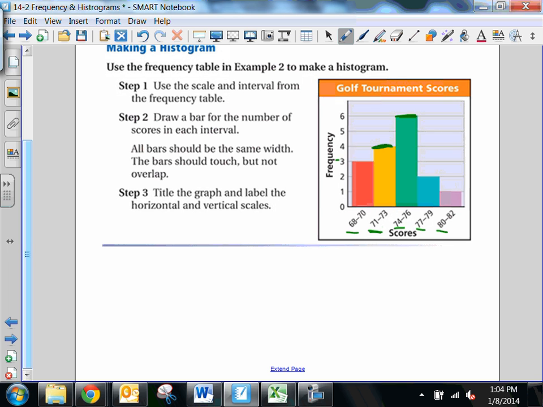So the same steps are basically going to be taken. We're going to use the scale and interval from the frequency table. We're going to draw a bar graph for the number of scores in each interval. So it's the same exact thing. And then obviously you have to have a title, and you have to label the sides. Frequency over here and scores down here. You always have to make sure that you put titles on things, and you label the sides of each graph to explain what they are and what we're looking at. So if someone else was to look at your paper, they would be able to tell what it is that you're doing and what that graph is trying to explain.